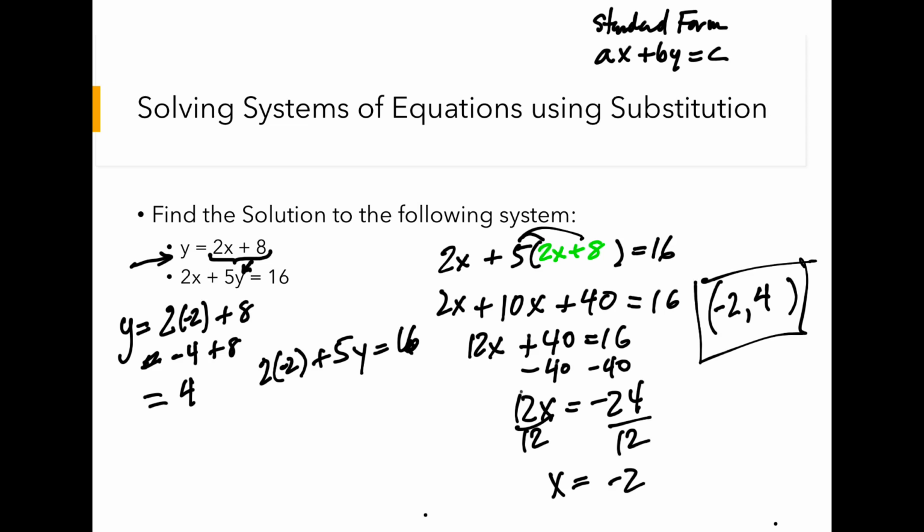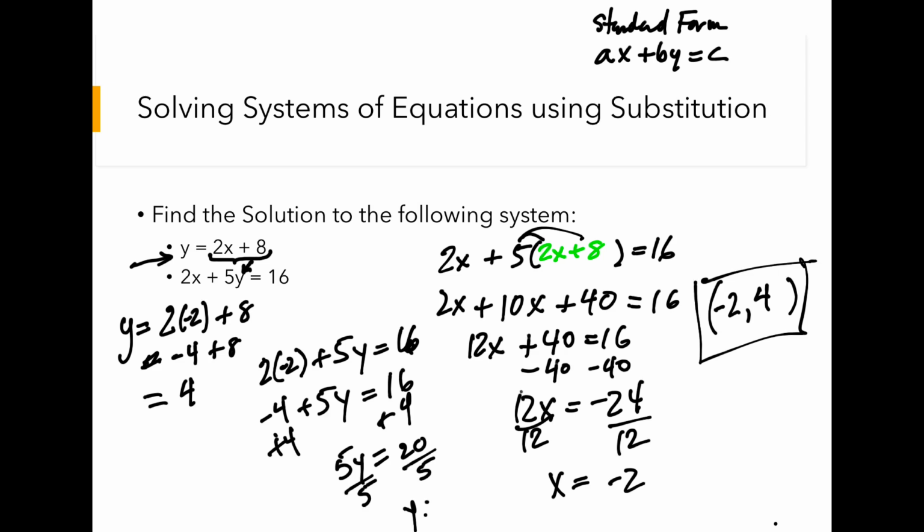And so that gives me negative 4 plus 5y is equal to 16. Adding 4 to both sides to get rid of the negative 4, 5y is equal to 20 then. And dividing both sides by 5, we get y is equal to 4. So both of them gave me 4. I can feel confident that that really is the correct answer there.